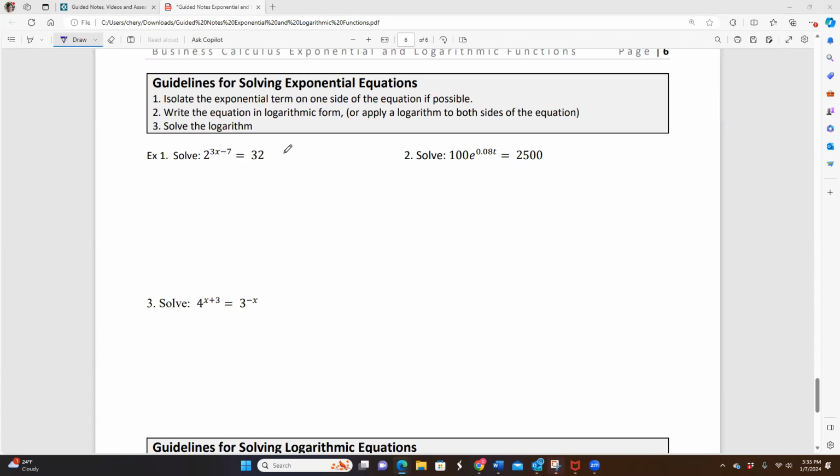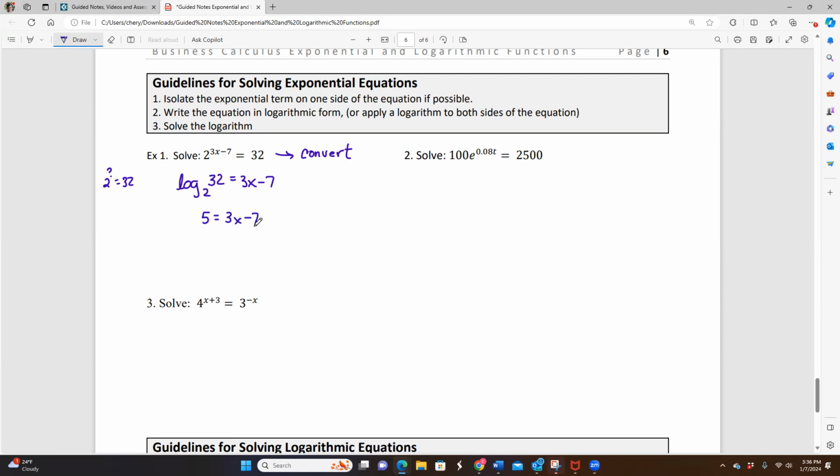Now, if we convert this to a log, this is how we solve this. We're going to convert. So if I did this conversion, it would be the log base 2 of 32 would equal the exponent, because a logarithm always equals the exponent, of 3x minus 7. Now, this we can do in our heads or on our calculator. This is just asking 2 to the what power equals 32. You probably figure it out in your head quicker than you can type it into your calculator. But this side of the equation just simply equals 5.